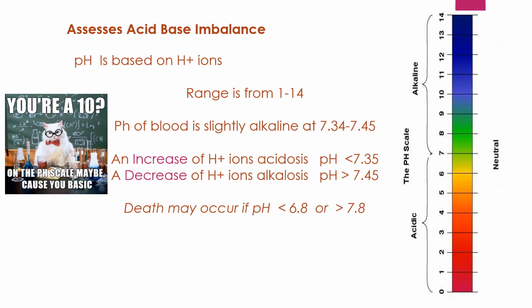This is just a review of what the pH scale is. It's based on hydrogen ions. The range is 1 to 14. Our blood is slightly alkaline at 7.35 to 7.45. An increase of hydrogen ions is acidosis, so our pH is going to be less than 7.35. A decrease of hydrogen ions is alkalosis, where our pH is going to be greater than 7.45. Death may occur if your pH is less than 6.8 or greater than 7.8.